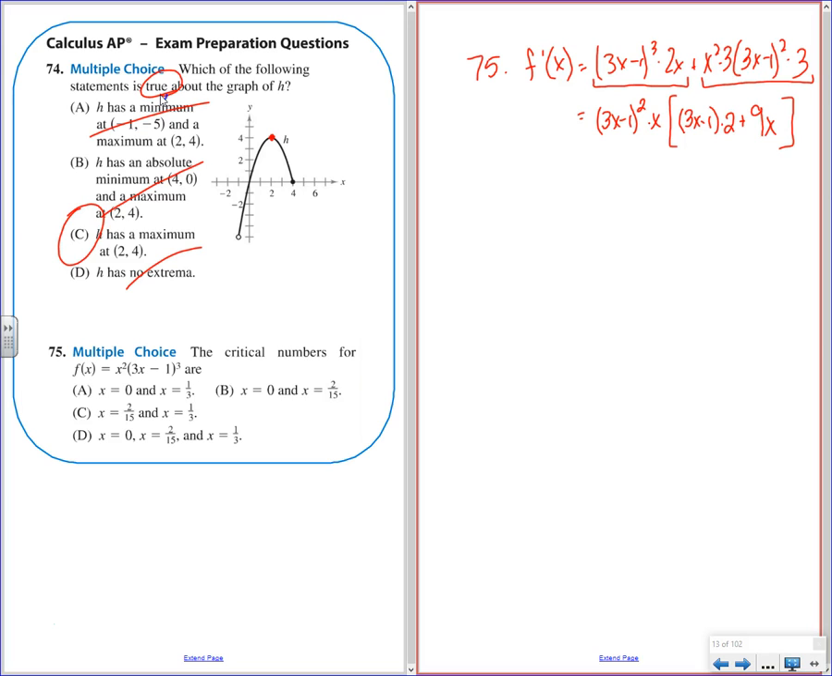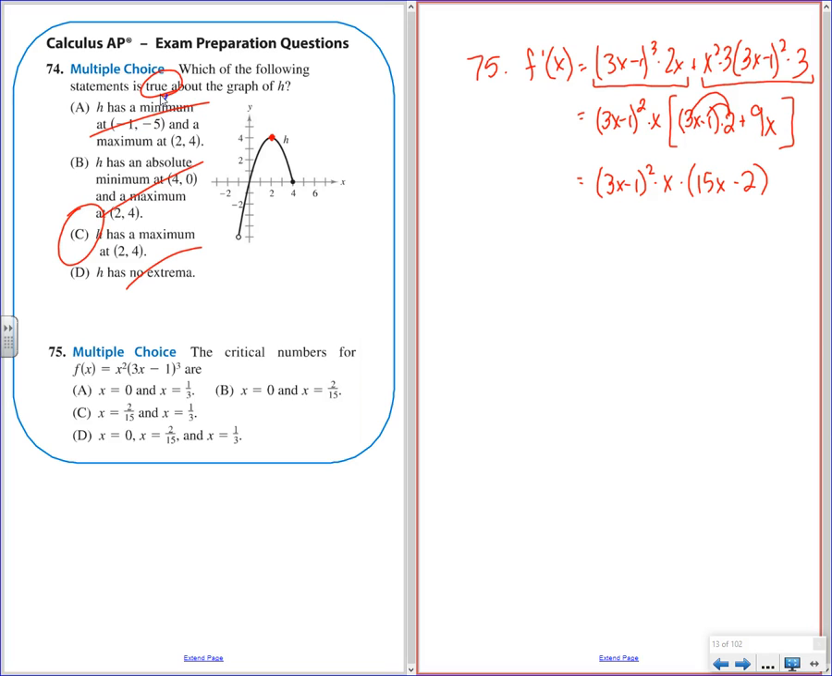If you don't do that, and you start actually FOILing it out, you're going to have to factor a cubic polynomial at the end. So pull out what you can. Then we end up with (3x minus 1) squared times x times (6x plus 9x is 15x minus 2). Wow, I did not have to FOIL out anything.